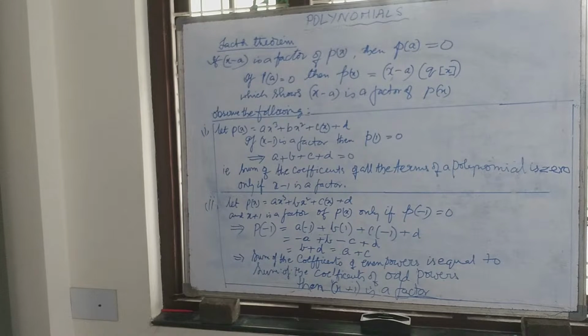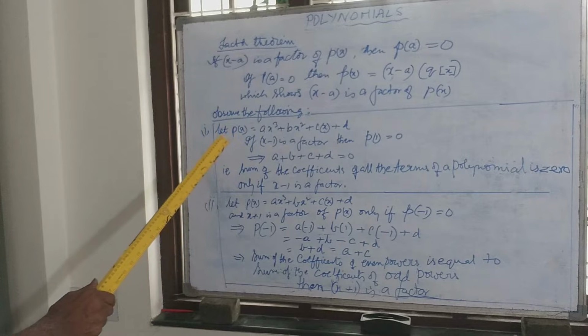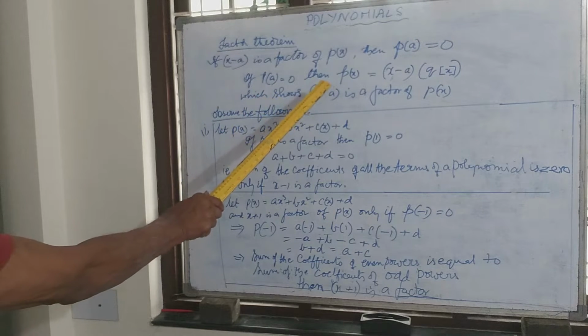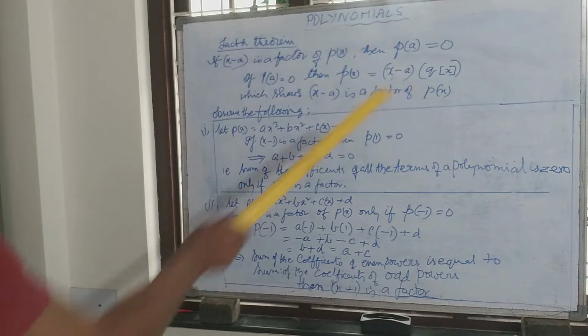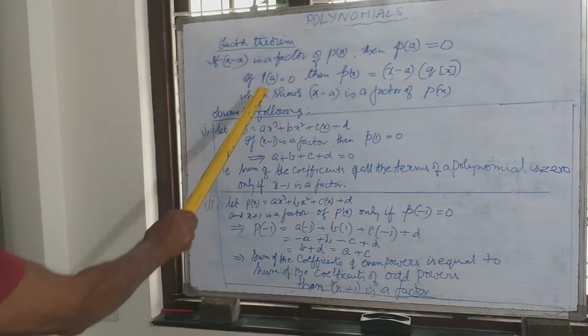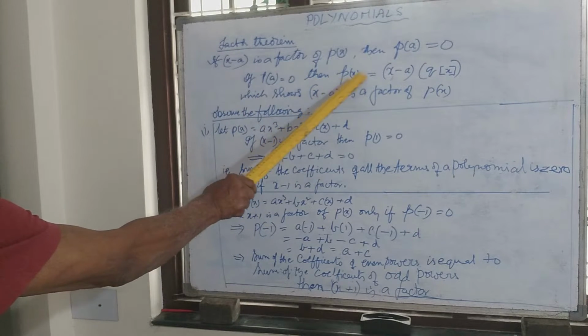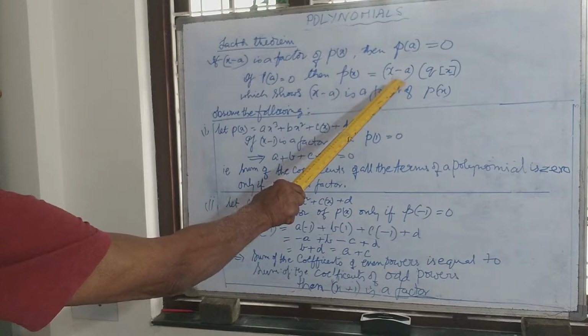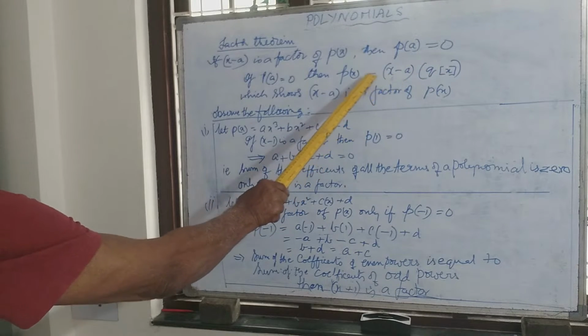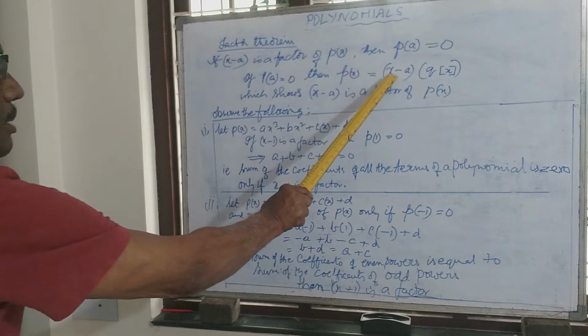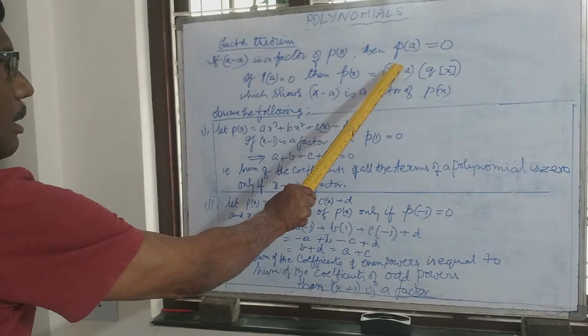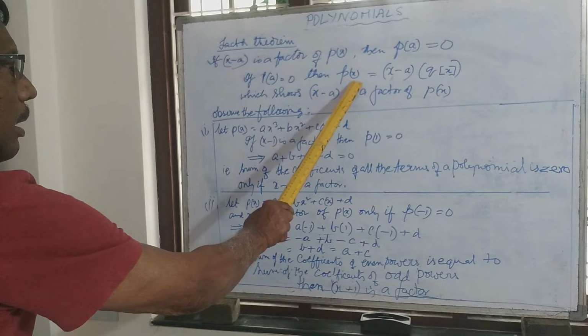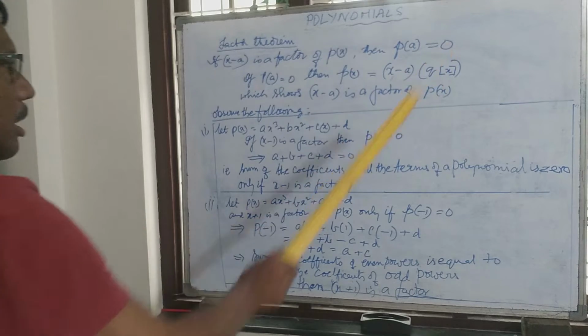If x minus a is a factor of p(x), then p of a is equal to 0. So that is the factor theorem. If p of a is equal to 0, then p(x) is equal to x minus a into q(x). You see? This is the dividend, this is the divisor, and this is the quotient.